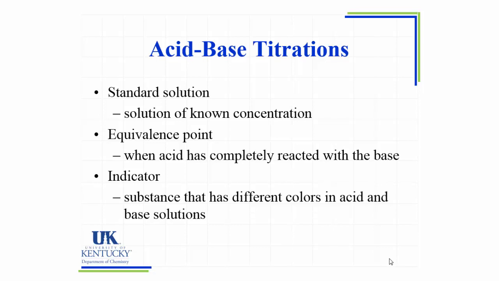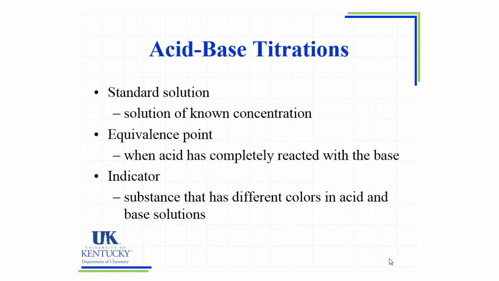While there are other types of titrations, we're going to focus on acid-base titrations. This involves the reaction of an acid and a base. We have some standard solution for which the concentration is known. We run the reaction until we reach the equivalence point, and this is when the acid has completely reacted with the base. And it's the quantitative measurements at this point that allow us to calculate the concentration of our unknown solution.